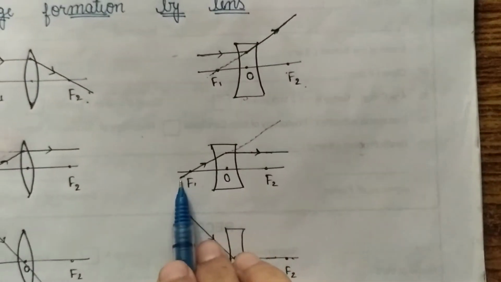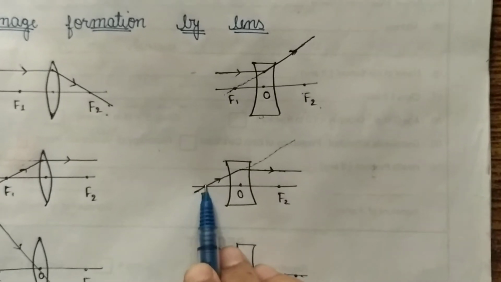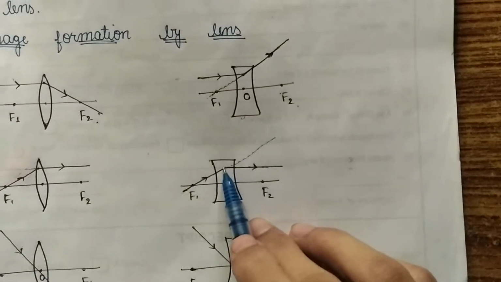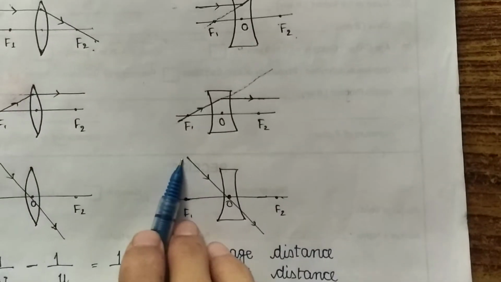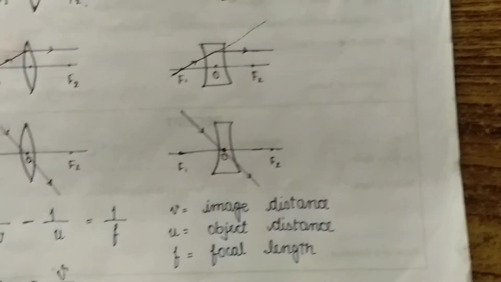Second case, if a light ray is passing through F1, then it will become parallel to the principal axis, and you have to make a dotted line here. Next, if a light ray is passing through the optical center, then it will again follow the same path.